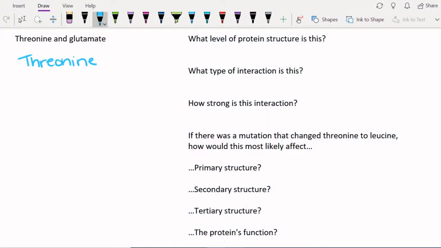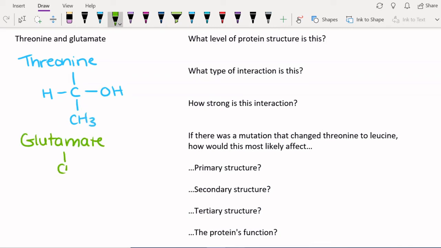Alright, let's put your knowledge to the test and see how much you've learned. I've drawn two amino acids, threonine and glutamate. Threonine and glutamate are found in a polypeptide and their R groups are interacting. See how many of the questions about their interactions you can answer. Pause the video here.